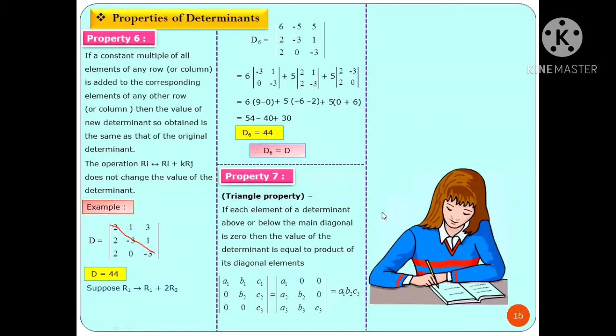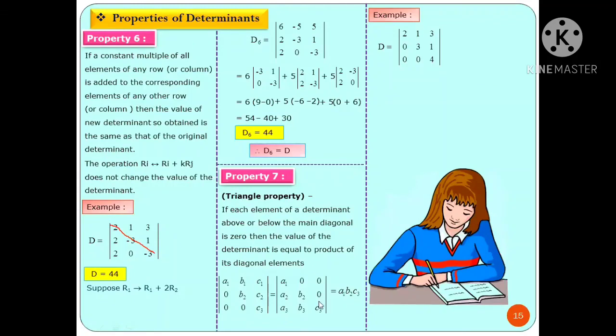Let us see an example here. Determinant D for this property 7, D7. Check this. Given as 2, 1, 3, 0, 3, 1, 0, 0, 4. The elements below this diagonal are 0. You can guess the answer will be the product of the diagonal elements, 2 into 3 into 4. The product is 24. Definitely the value of the determinant will be 24. Let us see.